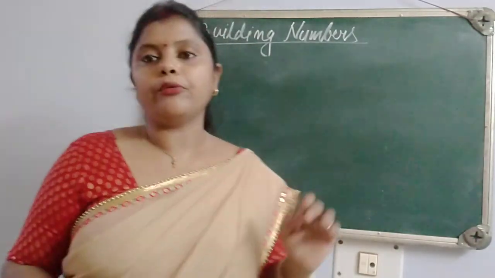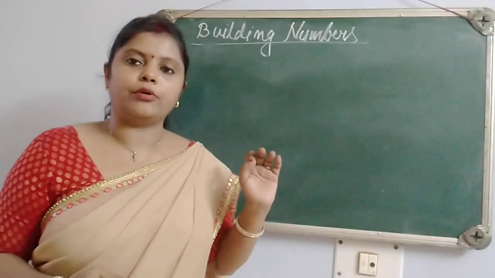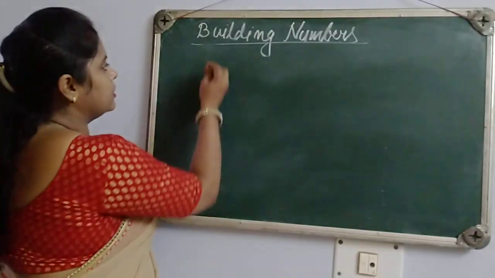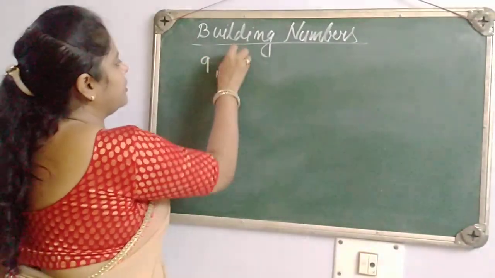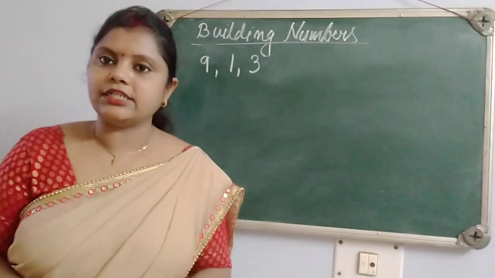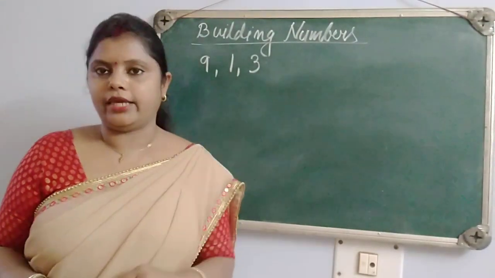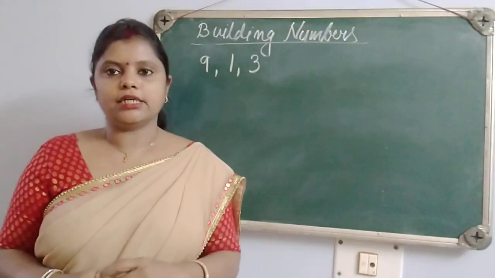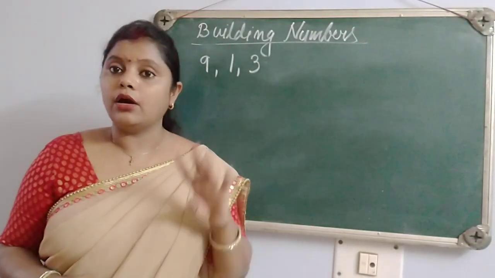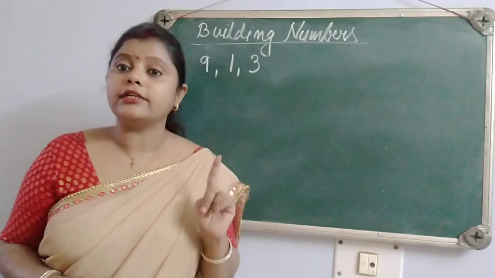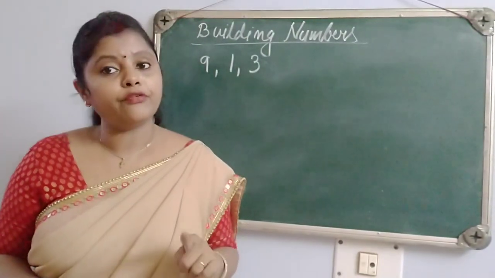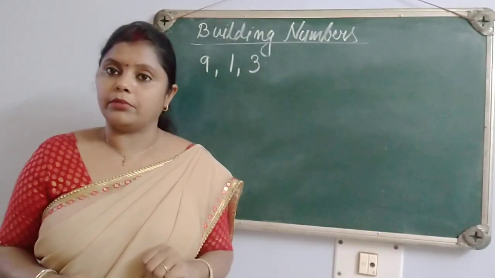I am going to write a few digits on the board and then we will form the numbers. Suppose the digits I have written are 9, 1 and 3. So I have written 3 digits, basically 9, 1 and 3. And the question is, form the greatest and smallest 4-digit number. Listen clearly. 3 digits are given, but we have to form a 4-digit number.